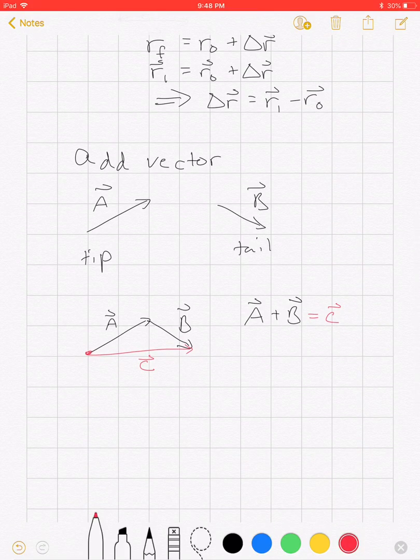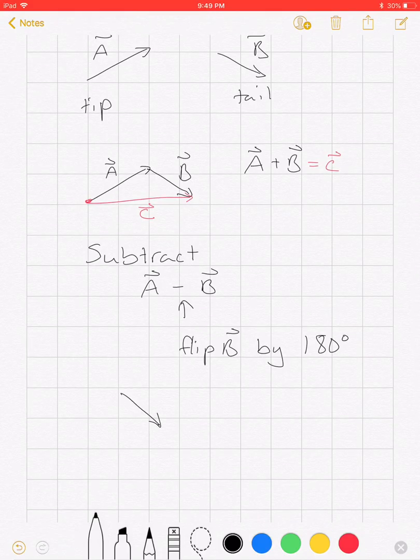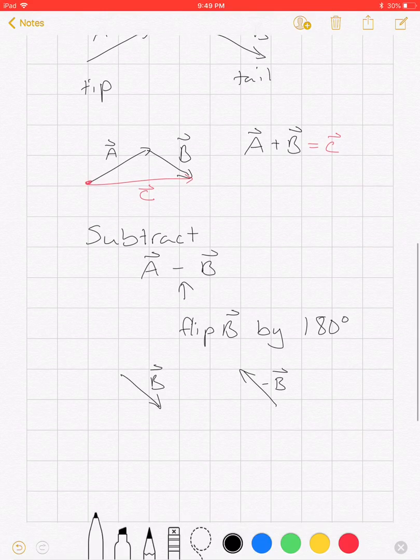If you're going to subtract a vector, then what you're going to do is flip the vector that's negative. So if we want to say A minus B, well, this one has the minus in front of it, so we're going to flip B by 180 degrees. So if B is equal to this, then minus B goes this way, right?